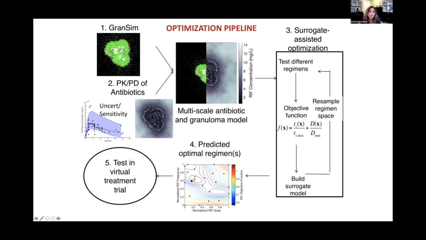And then when we make a prediction, we test it virtually in virtual clinical trials, which I'll talk about in a minute. And then our best outcome we test in animal models.